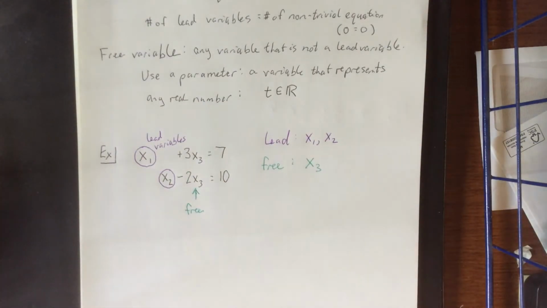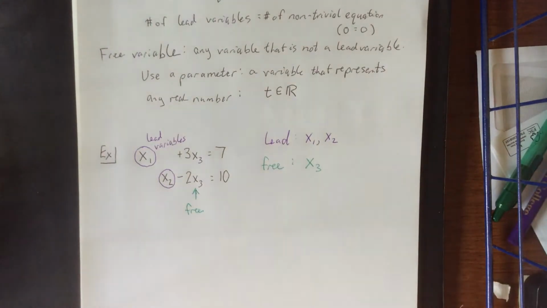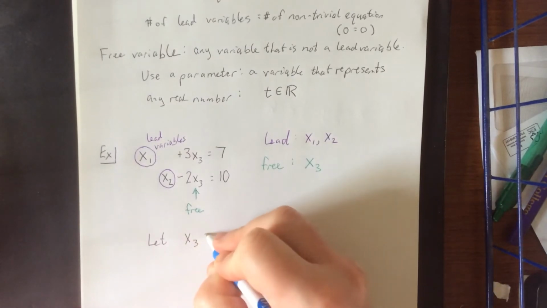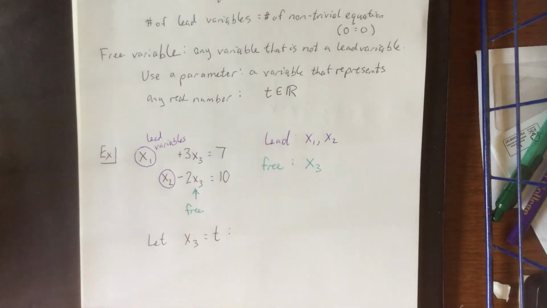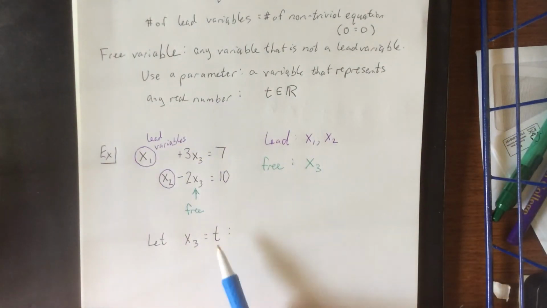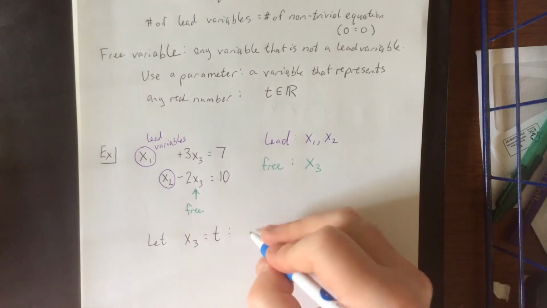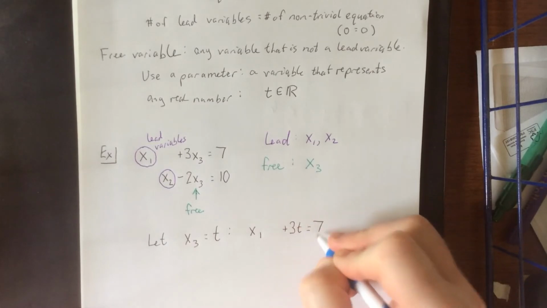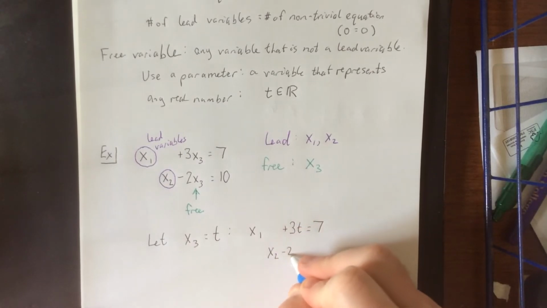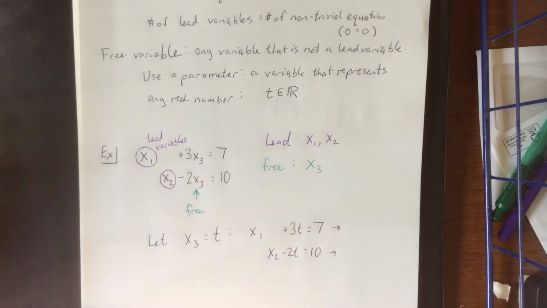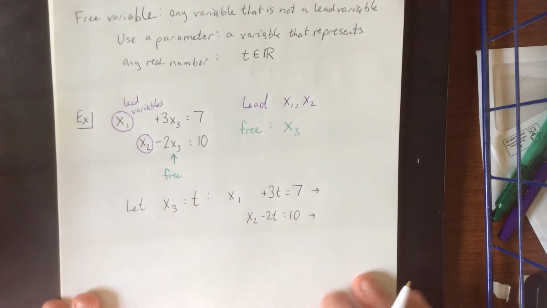So the first thing we're going to do is parameterize our free variable. We'll say let x3 be equal to t. Then the goal is we're going to solve for x1 and x2 in terms of this parameter. In order to do so, that means first we actually plug in the parameter. So it'll be x1 plus 3t is equal to 7, and x2 minus 2t is equal to 10. Both of these will be solved relatively easily by simply adding or subtracting the t term over to the other side, whatever happens to be necessary.